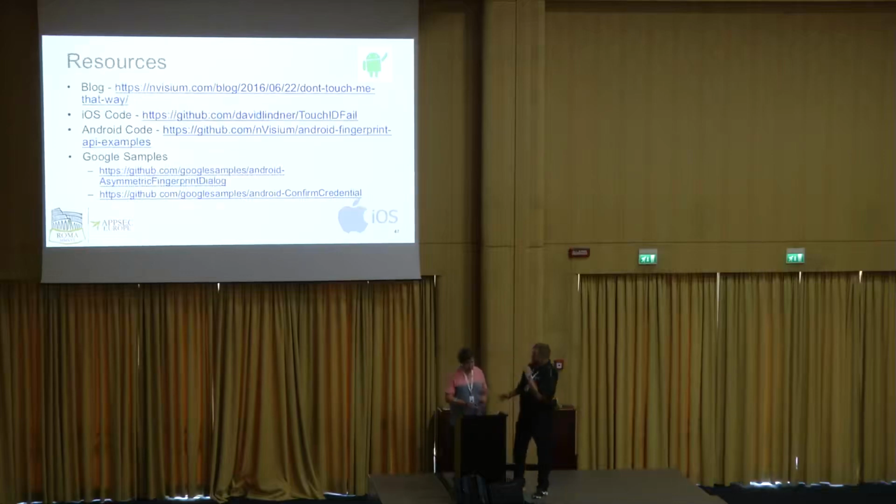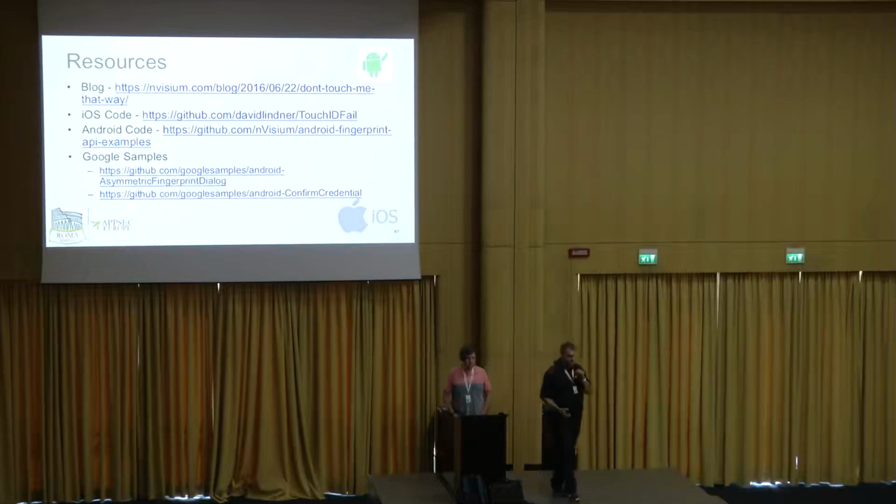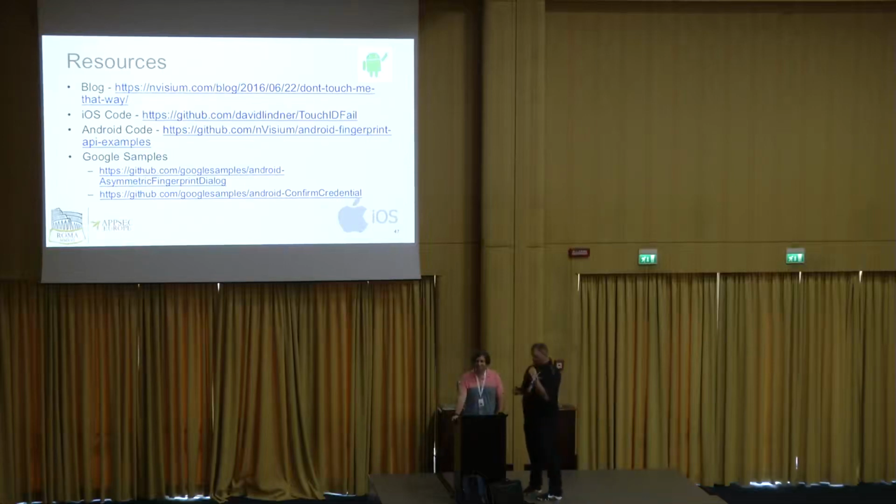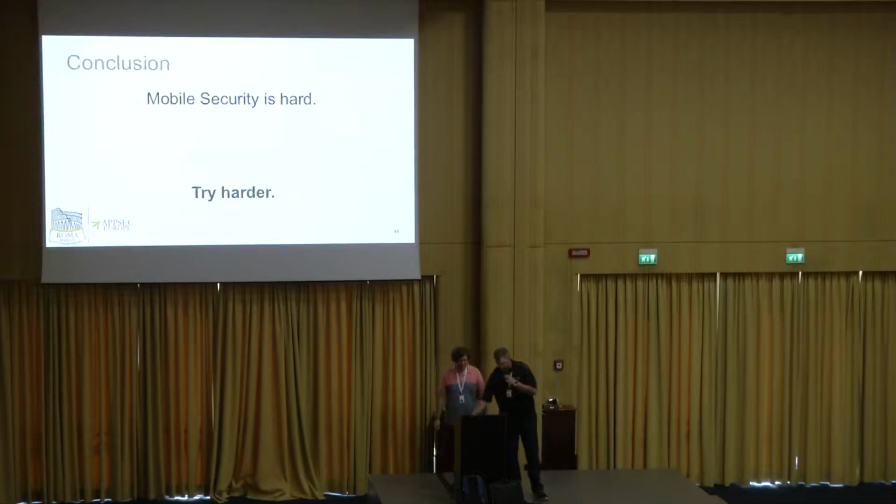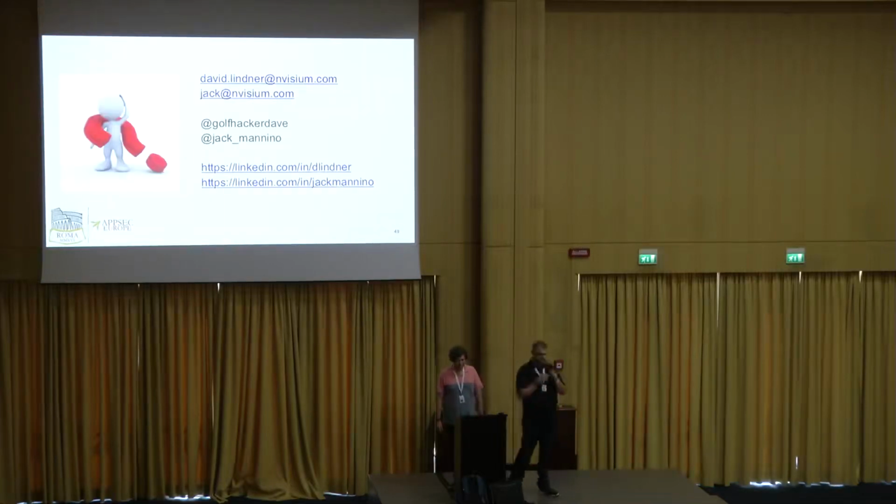A lot of info here. I actually released a blog on the iOS stuff last week, so if you want more info, check that out. It walks through that. The code's available of the crappy app that I wrote in Jack 2. And it's probably crappy. And Google samples and all sorts of good stuff. So thank you. Mobile security is hard. Try harder, please. Questions?